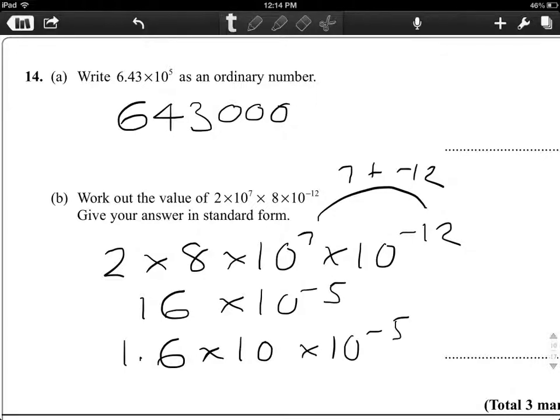So it's quite a hard question, this. That would be a 1. We then have to add 1 and minus 5 together, so we get 1.6 times 10 to the minus 4. Now that is hard. Well done if you got it right.